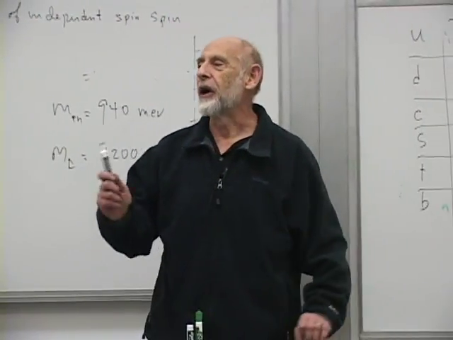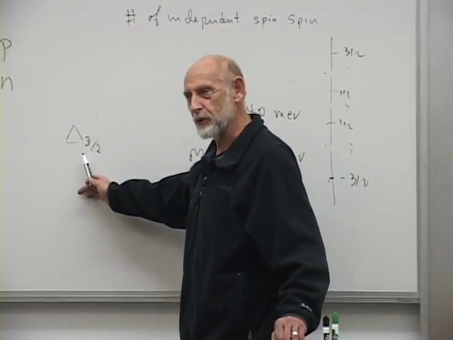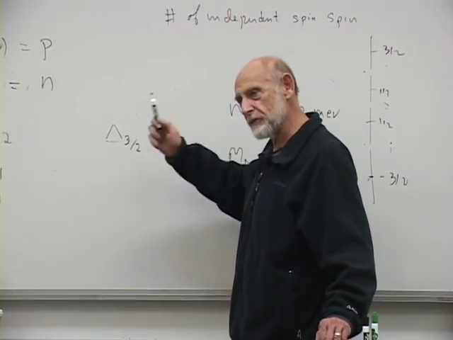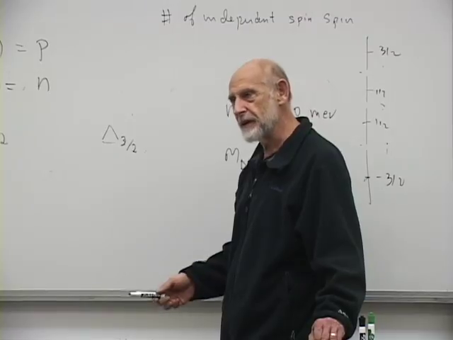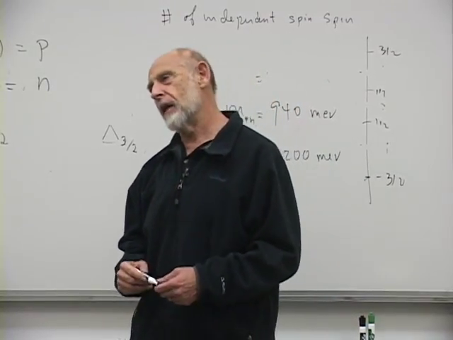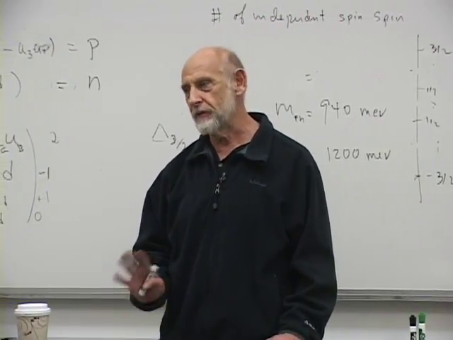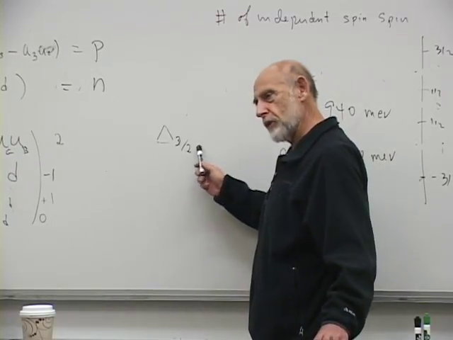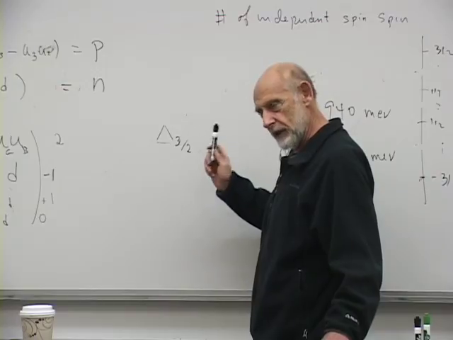That's why historically the delta 3 halves played an important role. It was looking at this guy here, which was unambiguous. 3 quarks, parallel spin, parallel isospin. Something's wrong. It would have been possible to analyze the protons and neutrons, but it would have been less convincing. When the delta 3 halves was interpreted in terms of quarks, that really hit you over the head.